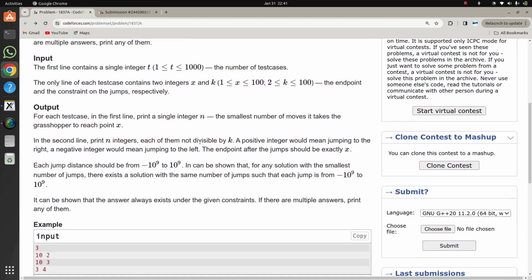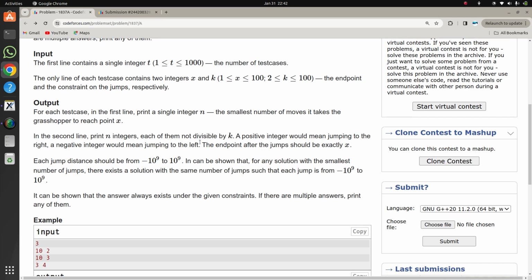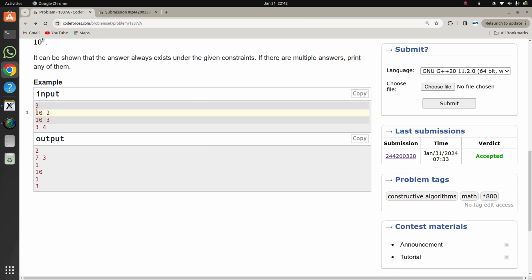In the output format, for each test case, in the first line print a single integer n, the smallest number of moves it takes the grasshopper to reach the point x. First we need to print n, the smallest number of jumps the grasshopper needs to reach that point. After that we need to print the distances of those jumps.